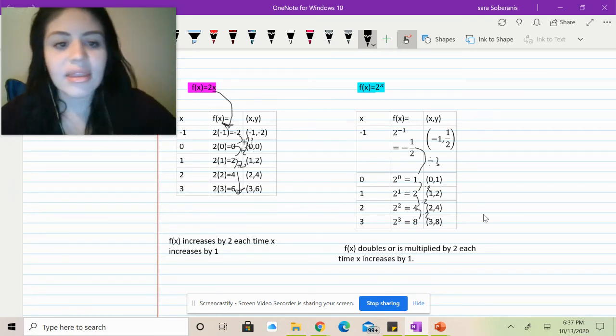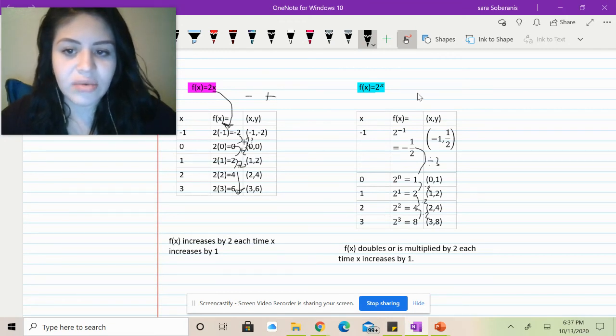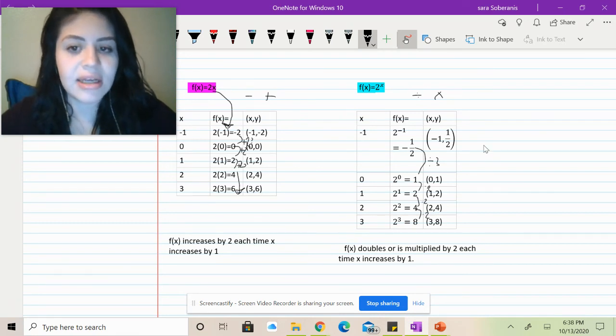So a difference between exponential and linear functions is that in linear we're either subtracting or adding, and in exponential we are dividing or multiplying by a number. So f of x doubles, or is multiplied by 2, each time x increases by 1. This is the difference between the tables.